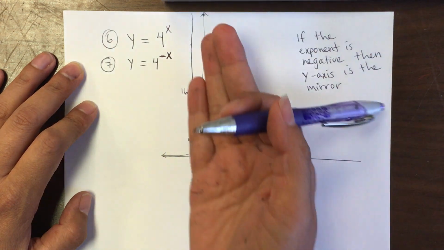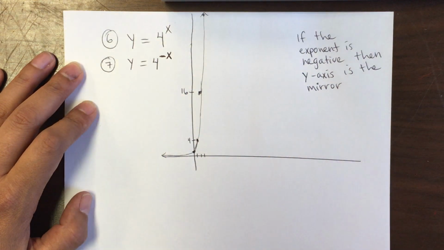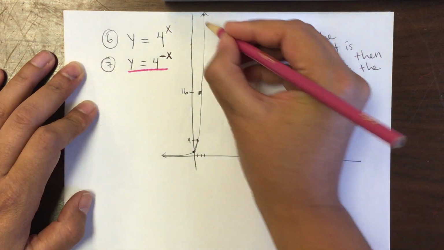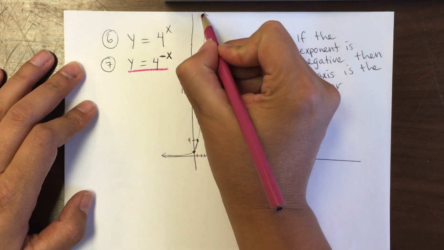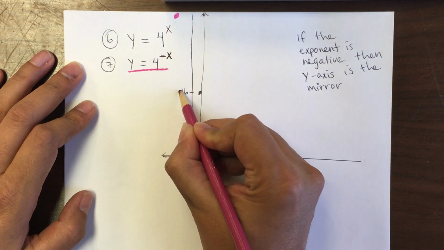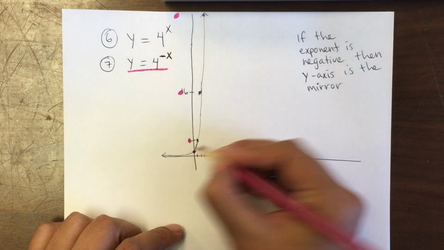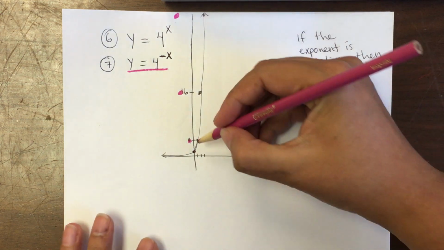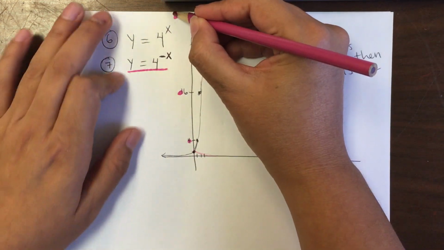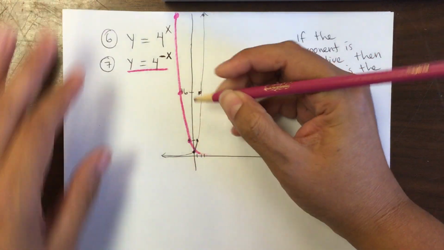So anything to the right will be on the left, and anything on the left will be on the right. Okay, so let's see, let me use this color. So if this is my mirror, this will reflect right here. This point will reflect on this side. This point will reflect on this side. This is right on the mirror, so it stays where it is. And this little tail will reflect on this side. Okay, so again, that's when the exponent is negative.